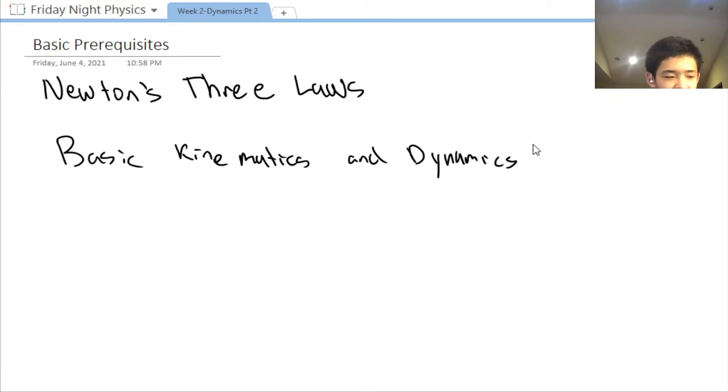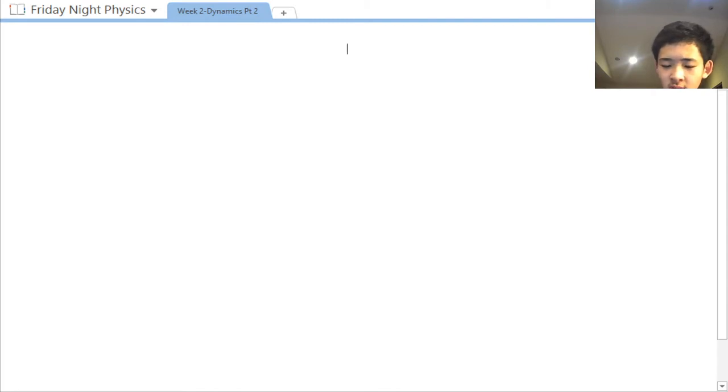Today we're still going to continue with dynamics. Last week we were just focusing on inclines, but this week we're focusing more on other categories of dynamics. The basic prerequisites are still the same: Newton's three laws, basic kinematics and dynamics, and knowing about friction. So without further ado, let's move on to the first problem.